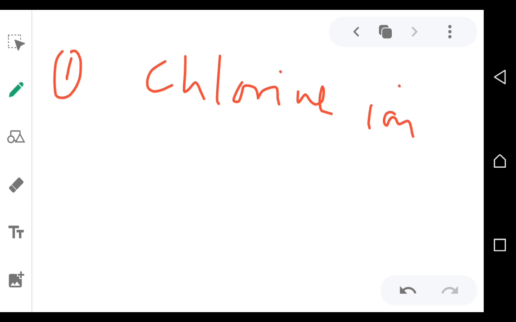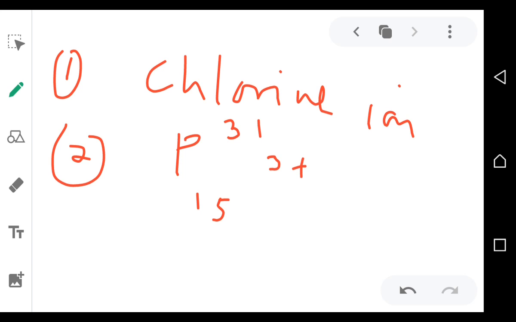Okay? So the first one, chlorine ion. Okay? The second one is phosphorus. Phosphorus is 15. On top here it's 31. And then 3+, I've put it for you.